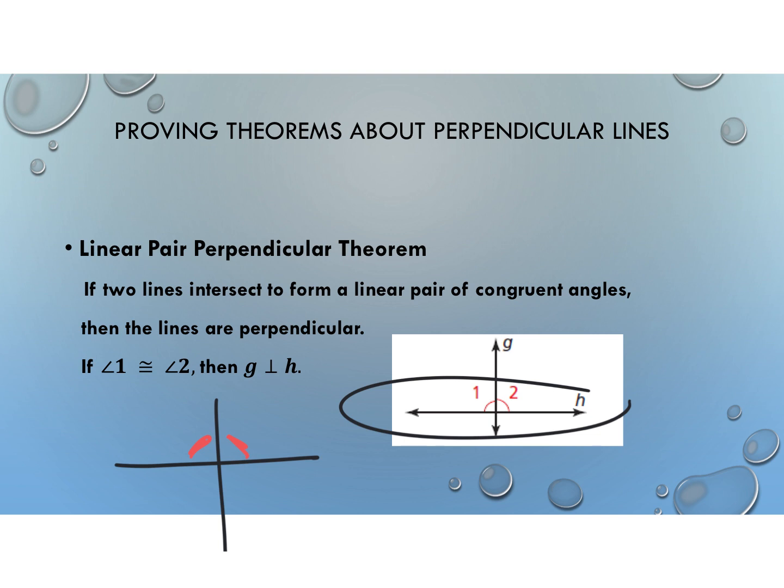So if that is the case, if angle 1 and angle 2 are congruent, and that is a straight line that intersects, that line that cuts the other line, in this case G is cutting H, that means it is a 90 degree angle, therefore it's a perpendicular line.